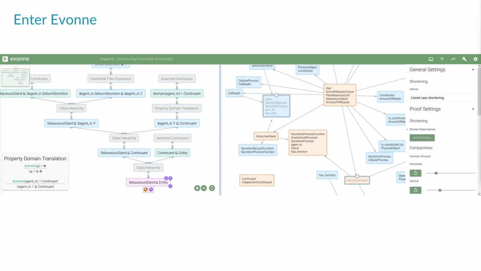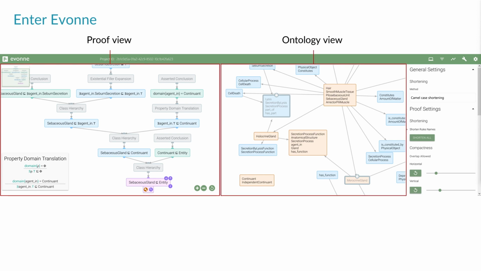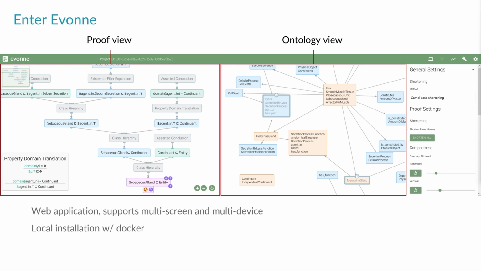Okay, so what did we do? To reach those goals, we developed Evonne. It is a web-based application that has two main views, a proof view, which is not surprising, and an ontology view, where we use the atomic decomposition. We made it so that each of these views can be loaded in separate browser tabs or separate devices, and they remain synchronized through a project identifier. We did this with the intent of supporting diverse setups and screen configurations. More so, we provide Evonne in a complete package using Docker for local installations, and if you would like to try it, we have an online demo at imld.de/Evonne, and the source code is available on GitHub.